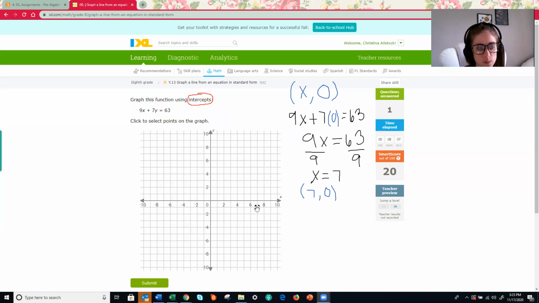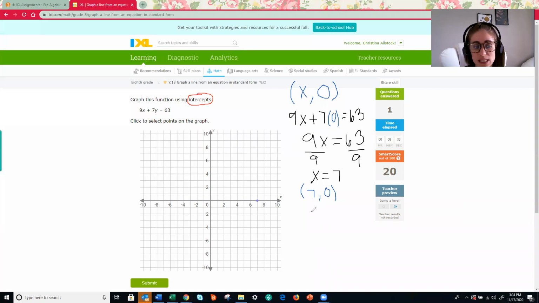So 6, space, 8. Well, they didn't number every one, they numbered every other one because otherwise it'd be too smushed. So that means this is 7. And make sure you put your point right there on the x-axis, because an x-intercept is on the x-axis. Let's find our y-intercept now.